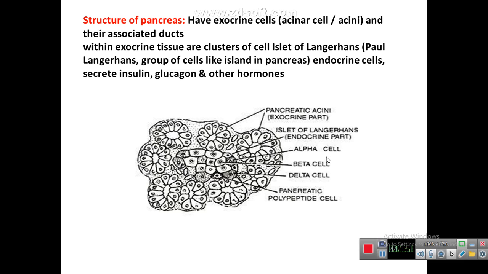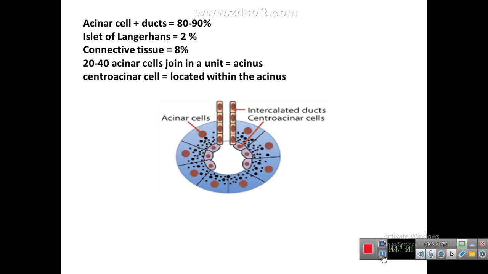The cells of the islet of Langerhans, or the endocrine part: alpha cell, beta cell, delta cell and pancreatic polypeptide cell. The acinar cells and ducts form 80 to 90% of the pancreas. Islets of Langerhans make up 2%, while the connective tissues form 8% of the pancreas.